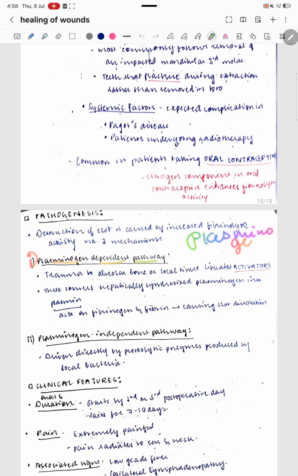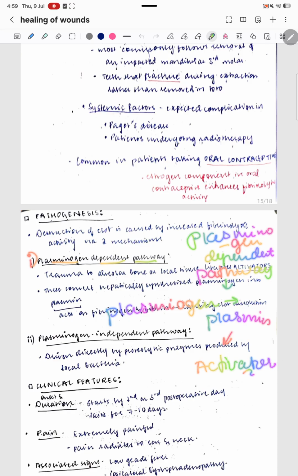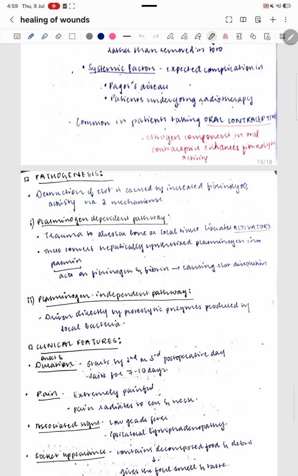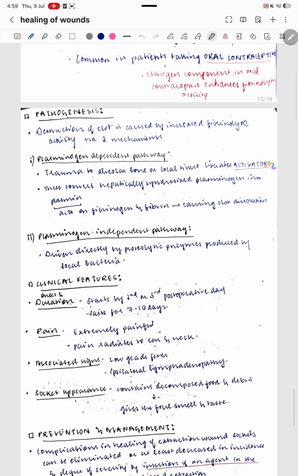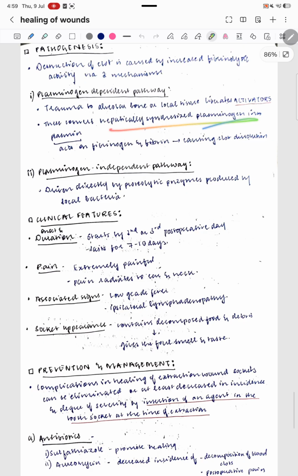Okay, plasminogen dependent pathway. In this, plasminogen is getting converted into plasmin because they are acting as an activator. Trauma to the alveolar bone or local tissue liberates activators. These convert the hepatically synthesized plasminogen into plasmin, which acts on fibrinogen and fibrin causing clot dissolution.